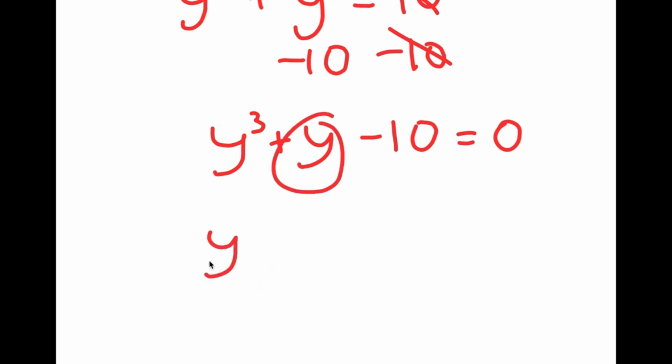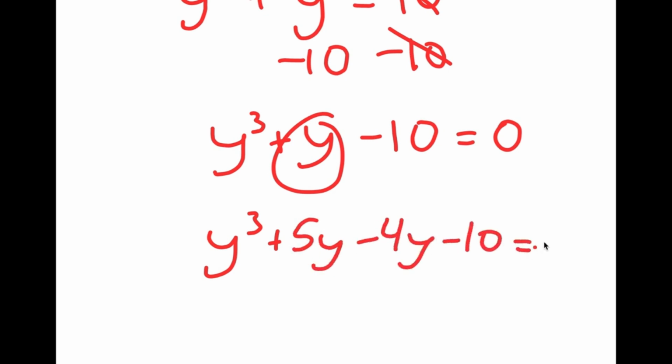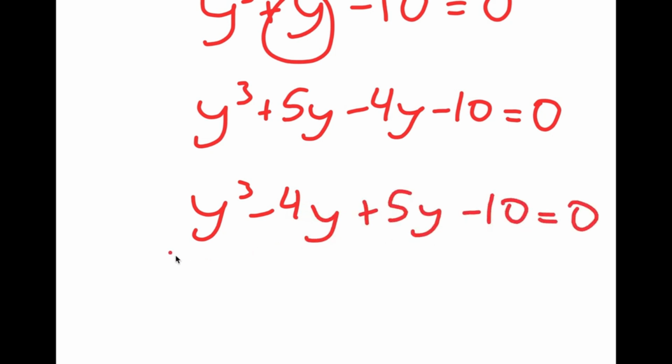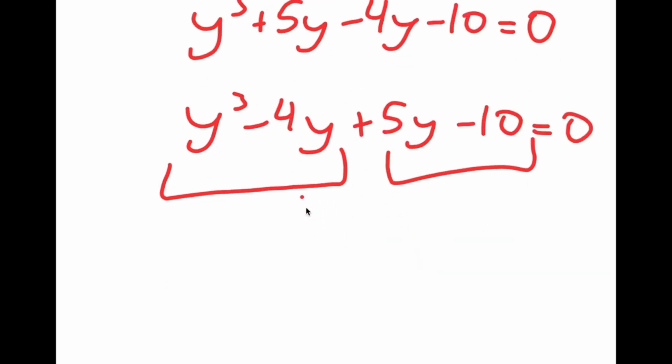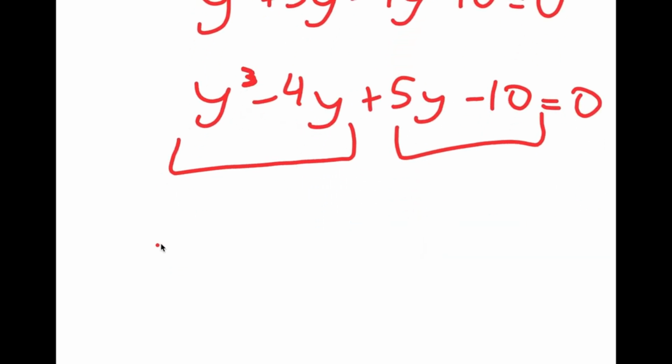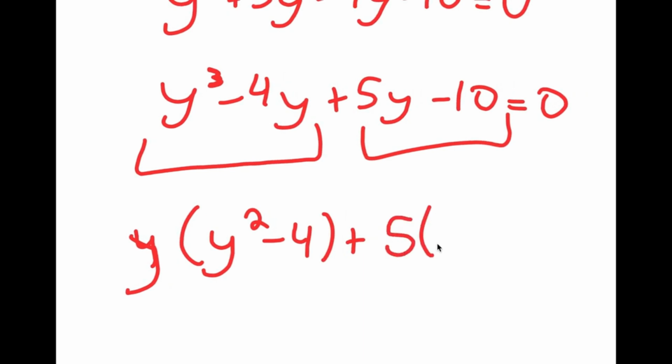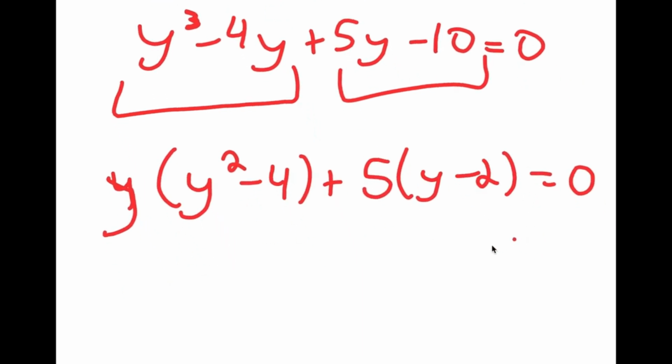And now y, I can rewrite this as 5y minus 4y. Now from here, I can factor by grouping. And before I do that, I'm going to switch the order of 5y and 4y. So now I have y to the power of 3 minus 4y plus 5y minus 10 is equal to 0. So now if I factor by grouping, I can start with y to the power of 3 minus 4y. I'm going to factor out y, so I get y times y squared minus 4, plus from 5y minus 10, I have 5 times y minus 2 is equal to 0.